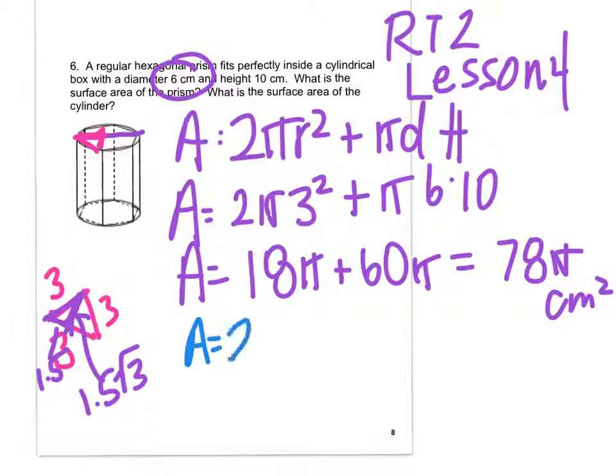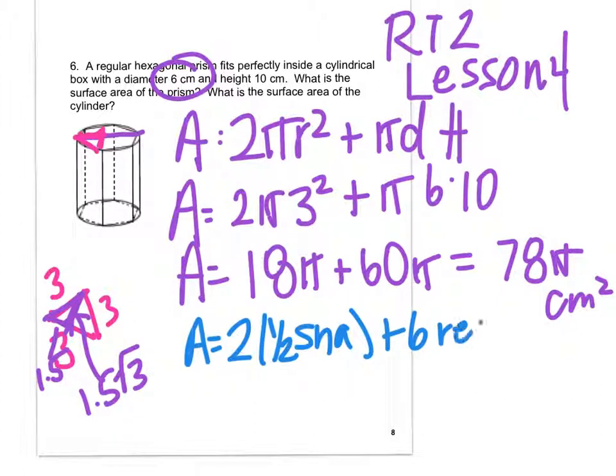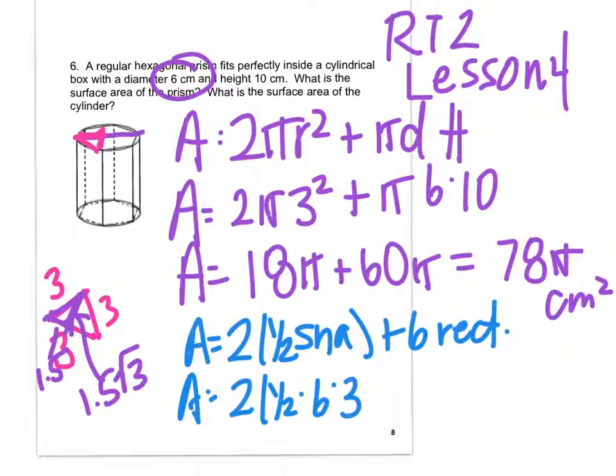I will have 2 bases, which both have the area of 1/2 S N A, and I will have 6 rectangles. So let's start filling in some values. I know that there are 6 sides to the hexagon on top and bottom. I know that the length of one side is 3. We found that in pink right here. And I know that the apothem is 1.5 times the square root of 3.